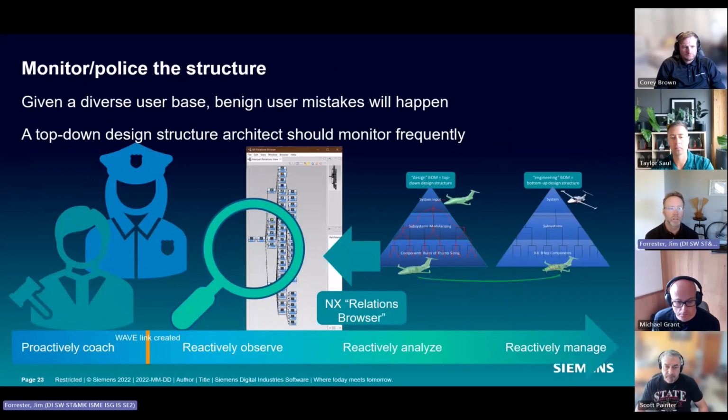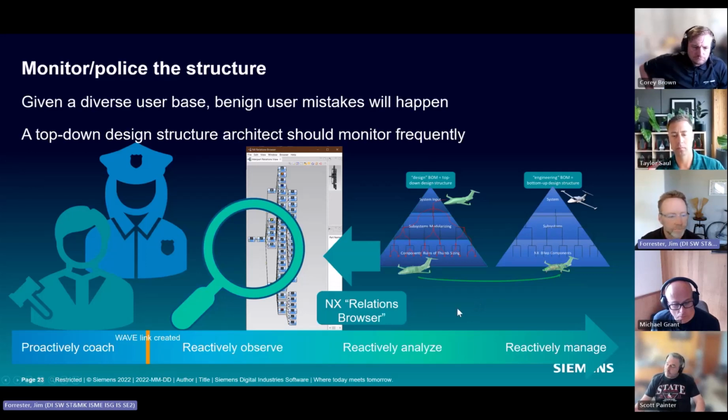Monitor, police the structure. Given a diverse user base, benign user mistakes will happen. A top-down design structure, architects should monitor frequently. And here, yeah, it's relations browser. Here's an example. And this tool will tell you if you have links going on a circular basis, or they're going up, or you know, this is a tool that can be used. And these tools are getting better with every release.